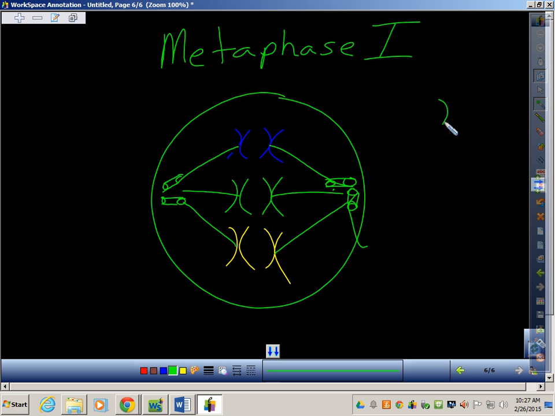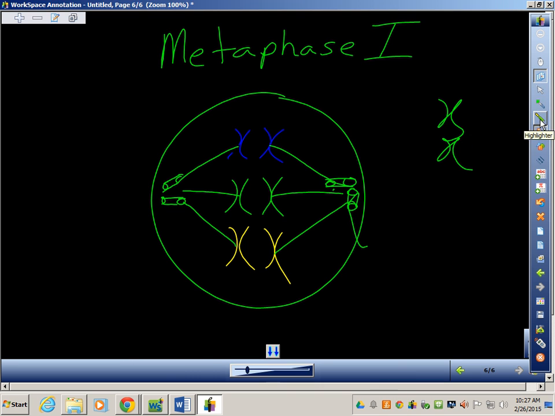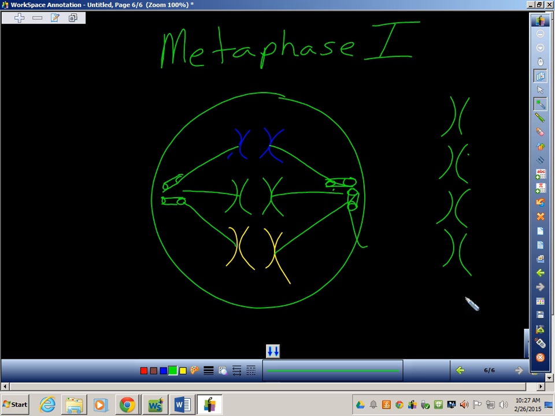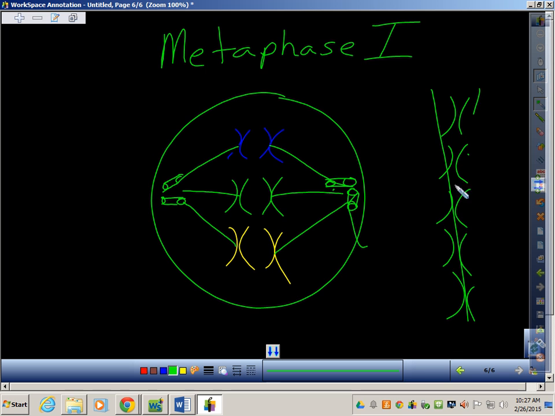Remember in mitosis we did this? Remember in mitosis it was like this, down the middle? That doesn't happen in meiosis 1, okay? In metaphase 1, they line up side by side. Why? I'm going to cut my genetic information in half because I'm making a gamete, a sperm and an egg. I'm not making a somatic cell. So they line up side by side.